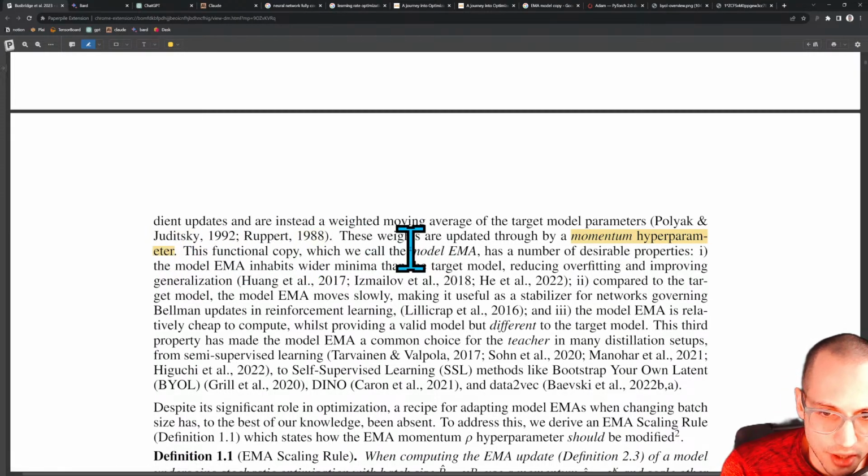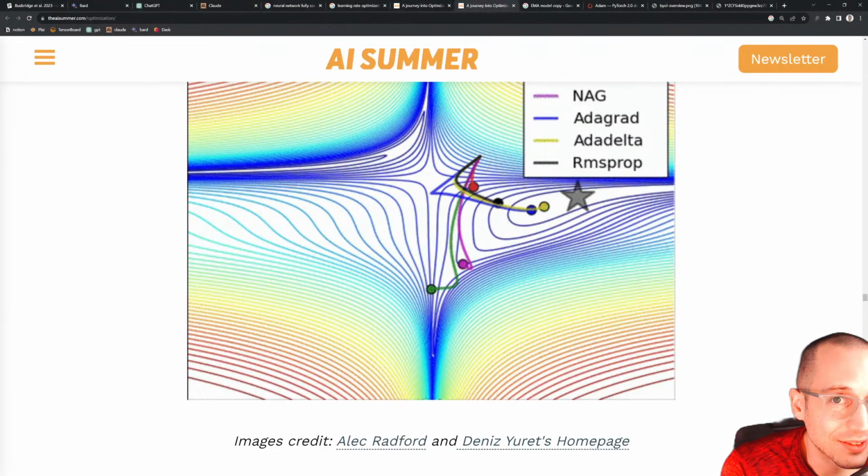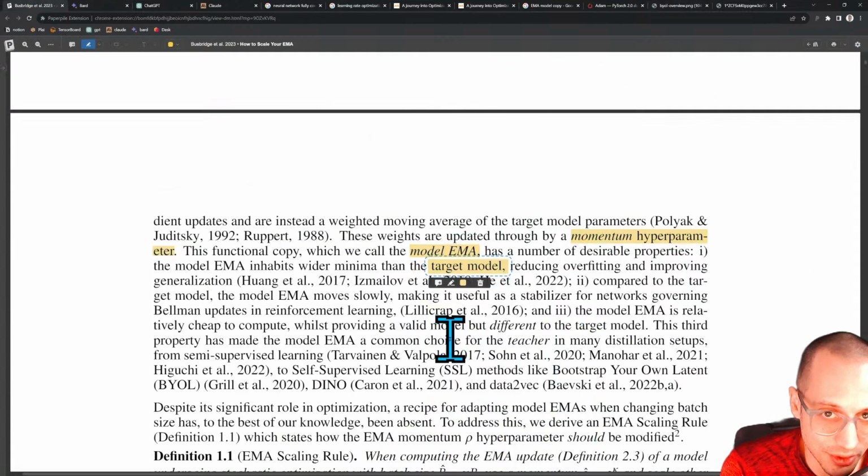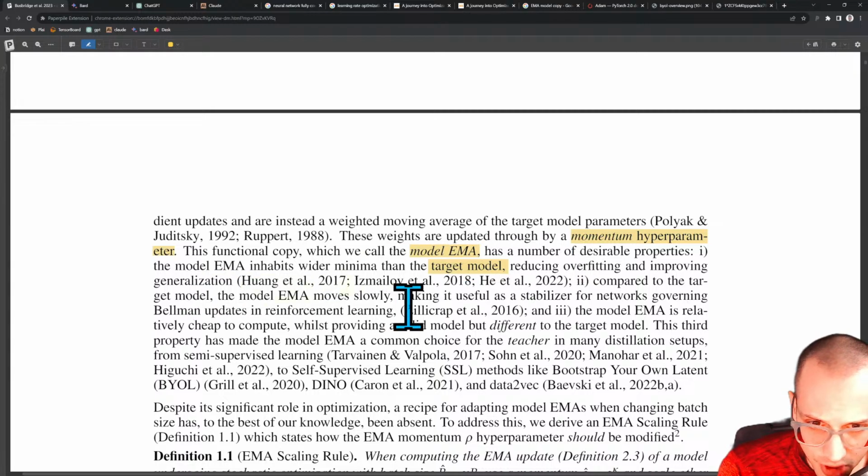This functional copy, which we call the model EMA, so here they're talking about the target network, has a number of desirable properties. The model EMA inhabits a wider minima than the target model. Okay, never mind. Don't think of it as the target network, because they're using target in a different way. Here they're calling this network the target network, but they call it the EMA model, and then the EMA model is targeting the model which is called the online network, but here they're calling it the target model. So maybe a little bit confusing terminology, but maybe you can read around it. Reducing overfitting and improving generalization.